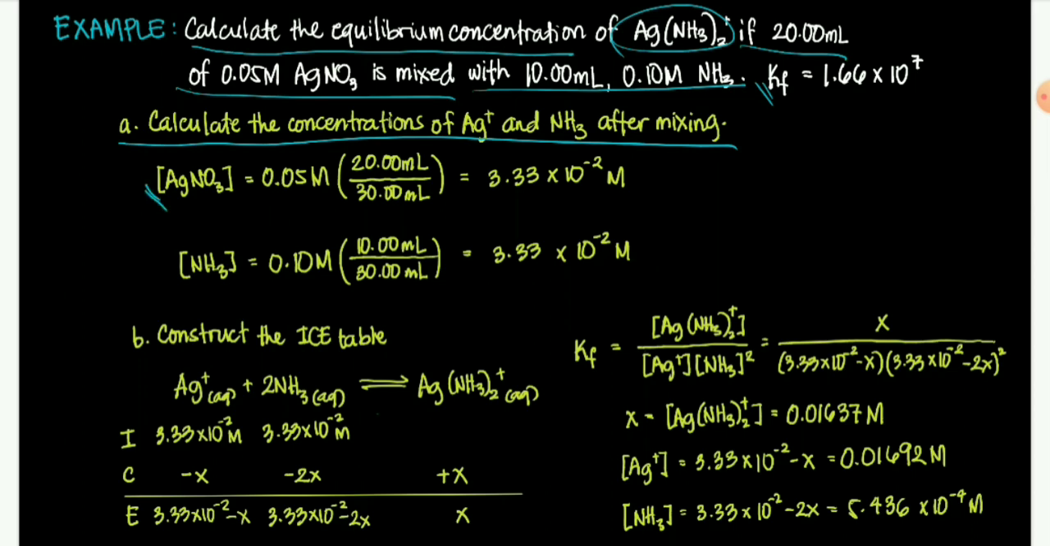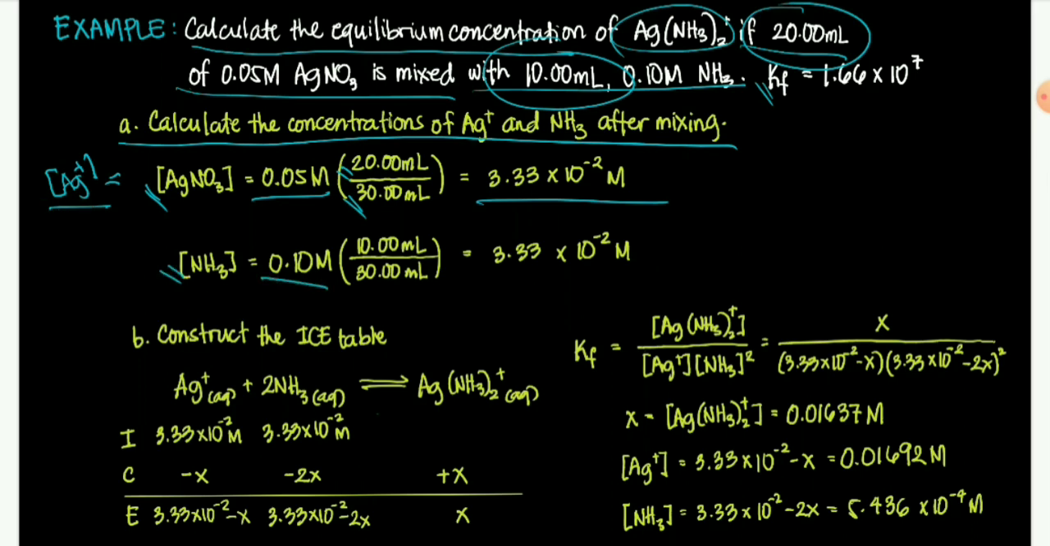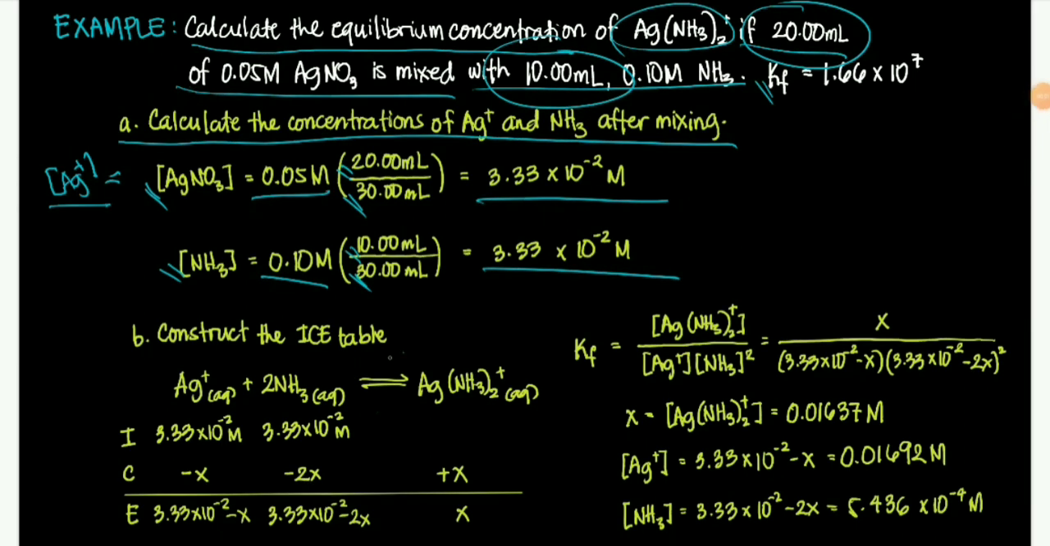So for the concentration of the silver nitrate, which is also the concentration of the Ag plus in solution, okay, that's 0.05 molar initial concentration times 20 ml initial volume over the final volume, which is 30 ml, based on the 20 ml plus 10 ml here, we will get 3.33 times 10 to the negative 2 molar for the silver plus. For ammonia, that's 0.10 molar, that's the initial concentration, times the initial volume, which is 10 ml, over the 30 ml final volume, we will get 3.33 times 10 to the negative 2 molar.